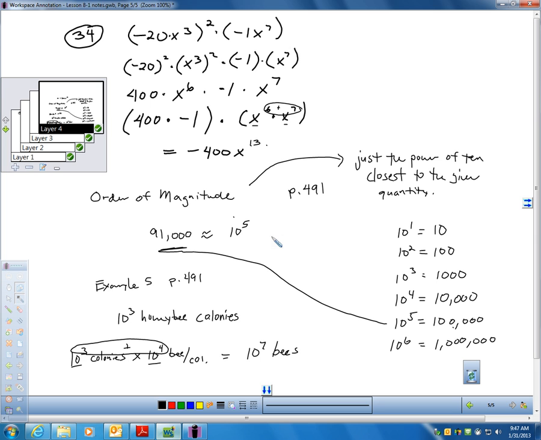It helps us do rough estimates on very large numbers. You'll have a few order of magnitude questions in your story problems. That's all order of magnitude means. Another one would be number 46. It talks about population, order of magnitude. Okay? Another good thing for me to ask about in my video audit tomorrow.